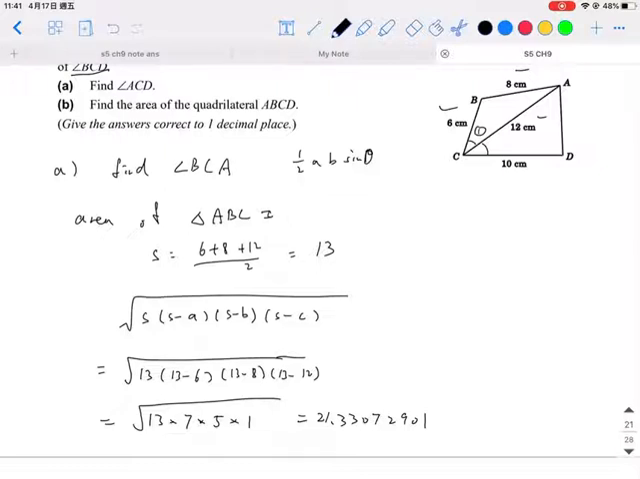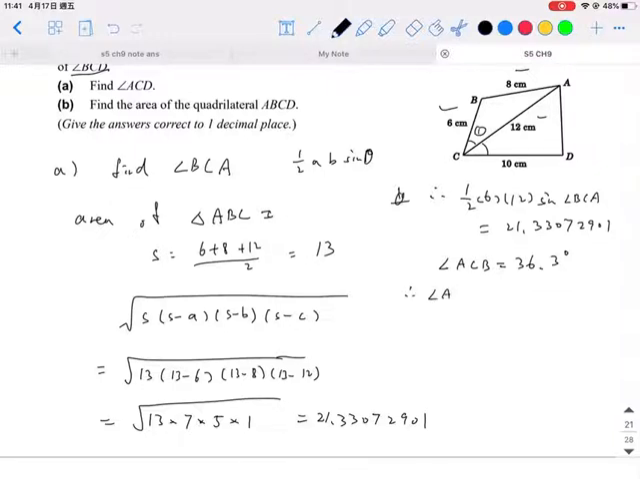And once you get the area, then you can apply the sine formula. So 1/2 times A, which should be 6, times B, 12, and sine of angle BCA, which should be equal to 21.33072901. Okay, this is the sine formula to find the area of a triangle. And after you solve it, the angle ACB is equal to 36.3 degrees. And so you will get this. Therefore, angle ACD is equal to 36.3 degrees also.